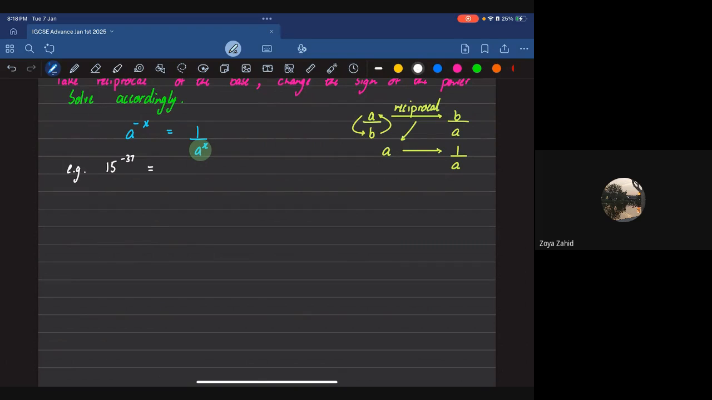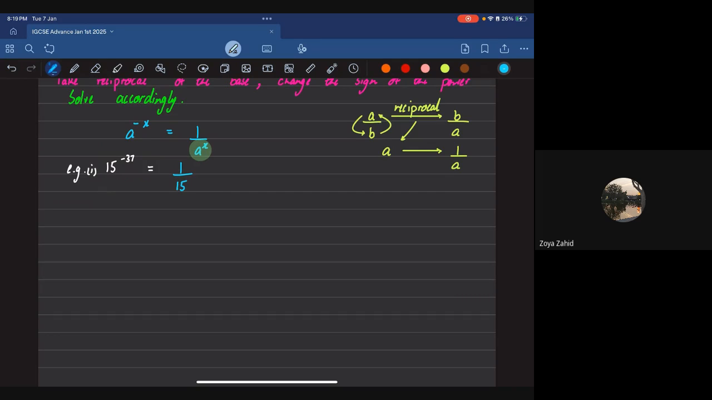Simply what you're going to do is take the reciprocal. The reciprocal is just going to be 1 over 15. And obviously, keep this in mind that the power is over the numerator alone. It's over 15 alone, so it's going to travel with 15. If you take 15 into the denominator, the power is going to travel with it.